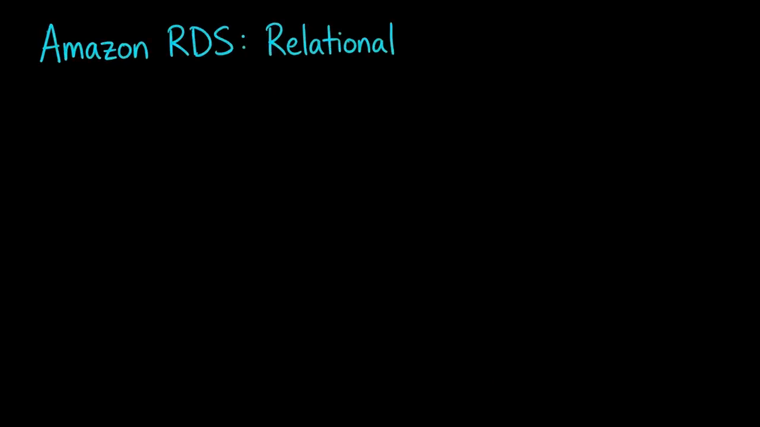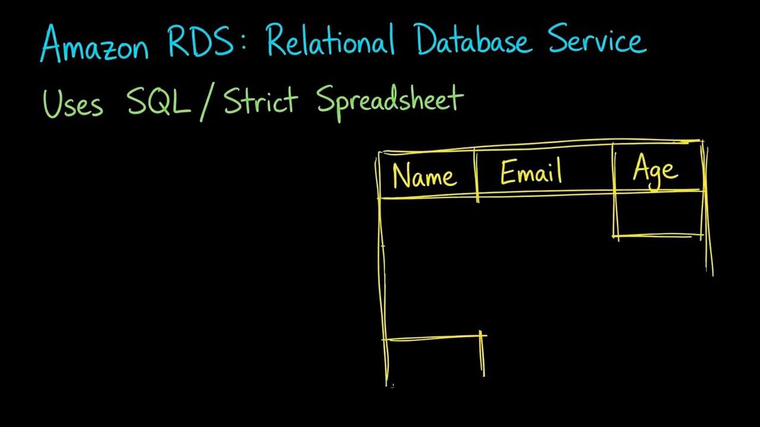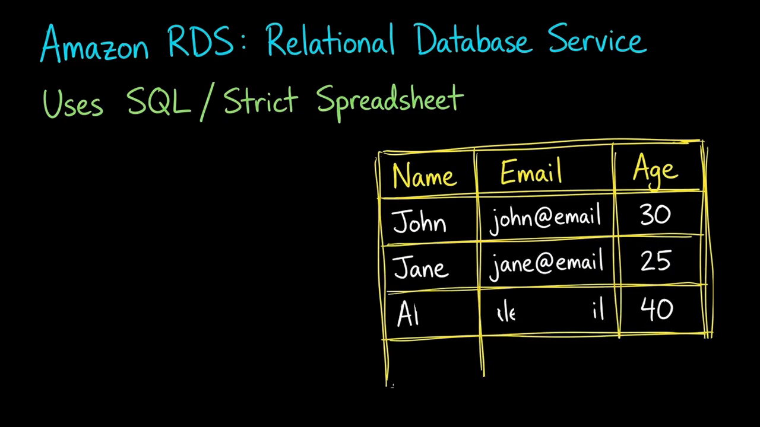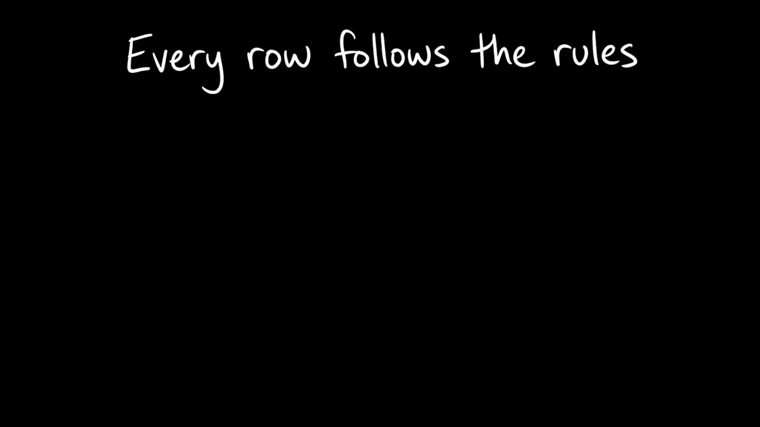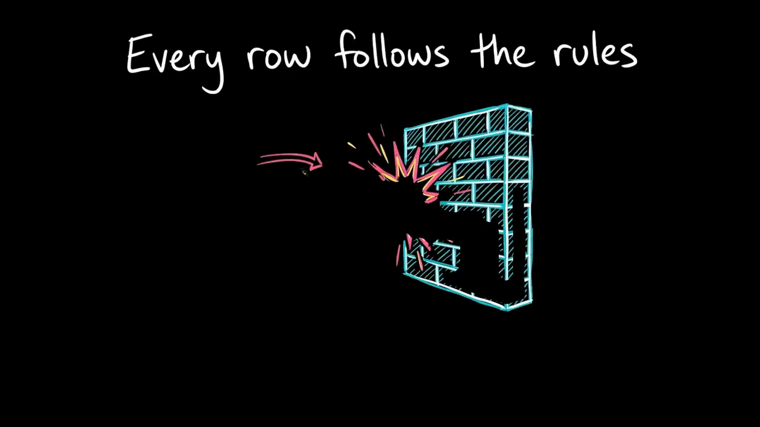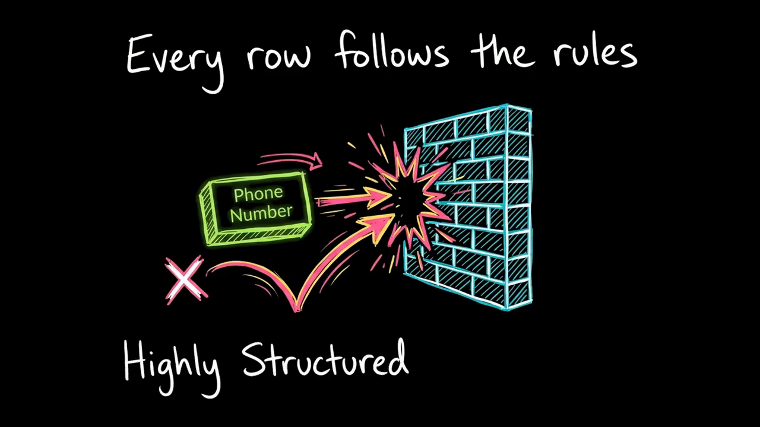Clear the screen and split it in half. On the left is Amazon RDS, the Relational Database Service. RDS uses standard SQL. Think of it like a strict Excel spreadsheet. Before you save anything, you must define the exact columns, like name, email, and age. Every row has to follow those rules. If you try to save a user who also has a phone number but there's no column for it, RDS rejects the data. That rigidity is the point. RDS is highly structured, predictable, and excellent at connecting complex data together.